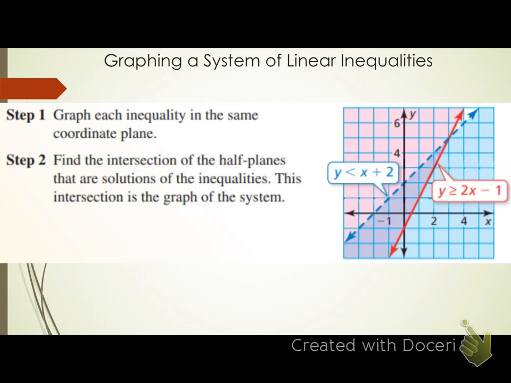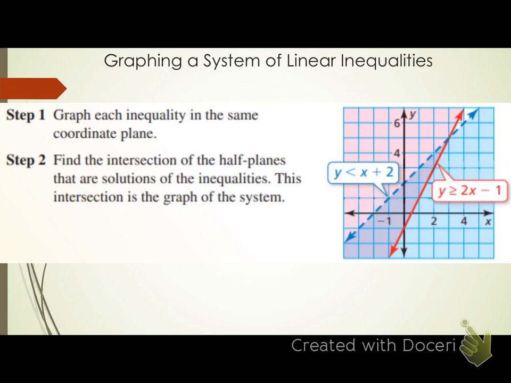Step 2, find the intersection of the half planes that are solutions of the inequalities. This intersection is the graph of the system. So I'm not looking for the intersection of the 2 lines. I'm looking for the intersection of the 2 shaded regions. Okay? So they give us an example here.